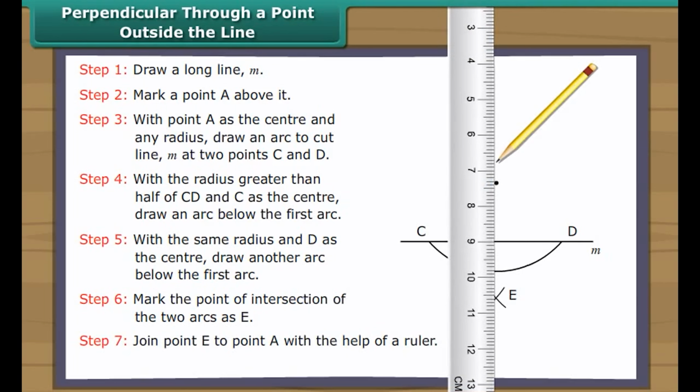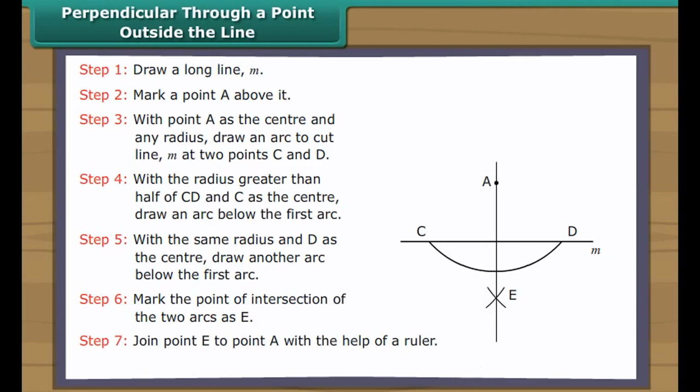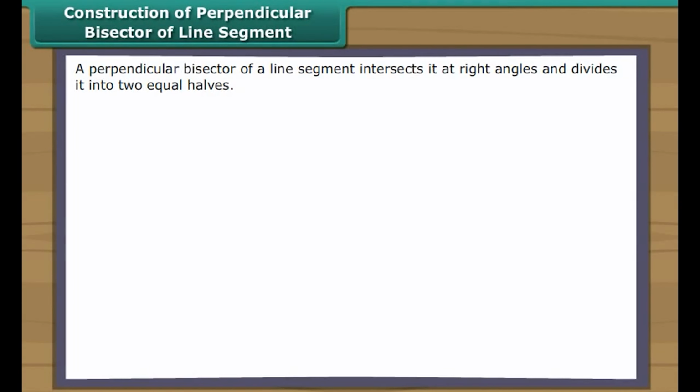Join point E to point A with the help of a ruler. AE is perpendicular to line M. Construction of perpendicular bisector of line segment. A perpendicular bisector of a line segment intersects it at right angles and divides it into two equal halves.